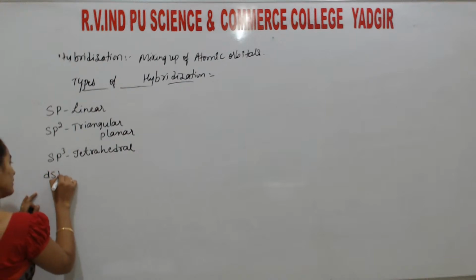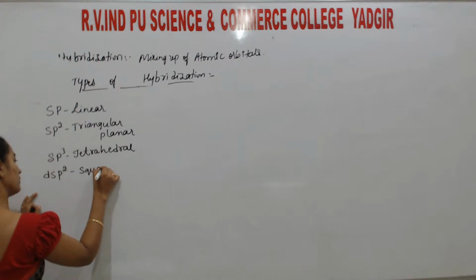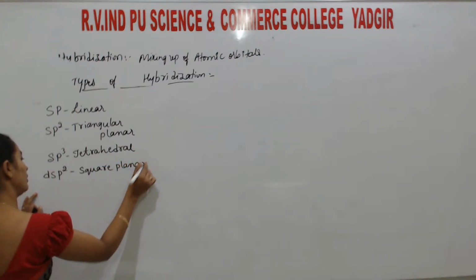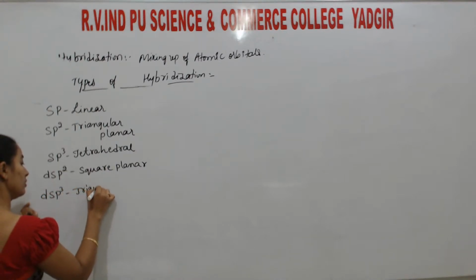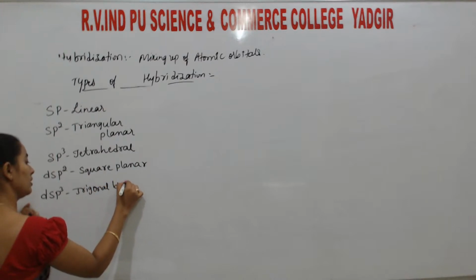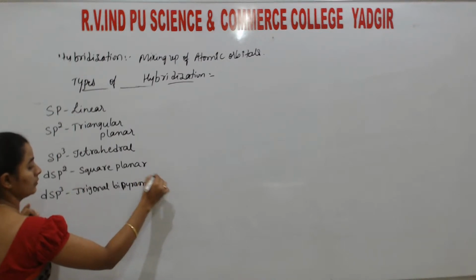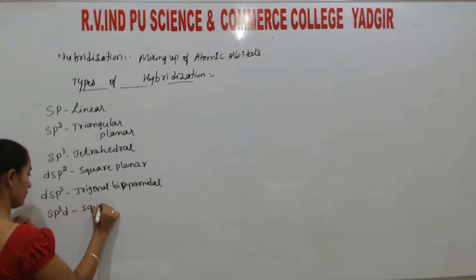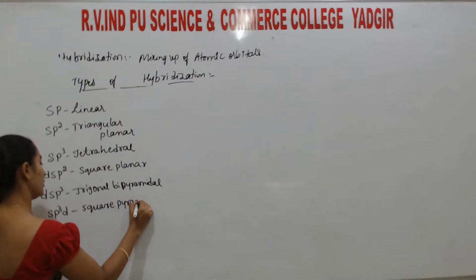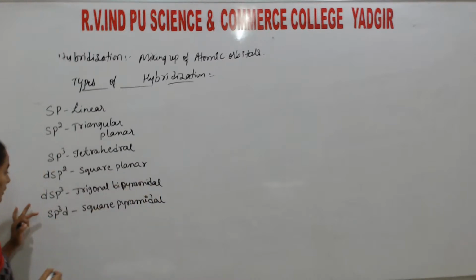Next, dsp2, square planar. sp3d, trigonal bipyramidal. Okay. dsp3, square pyramidal. sp3 and sp3d.